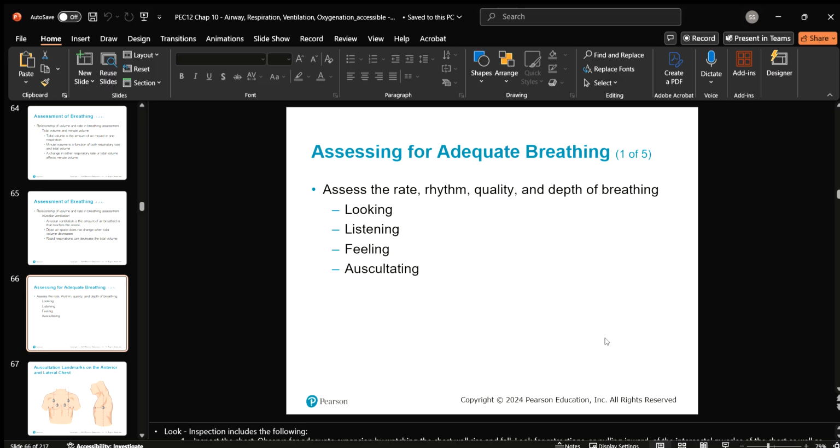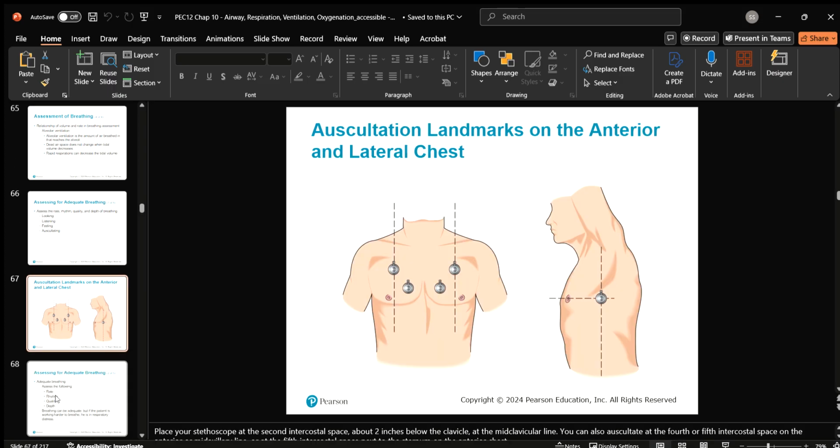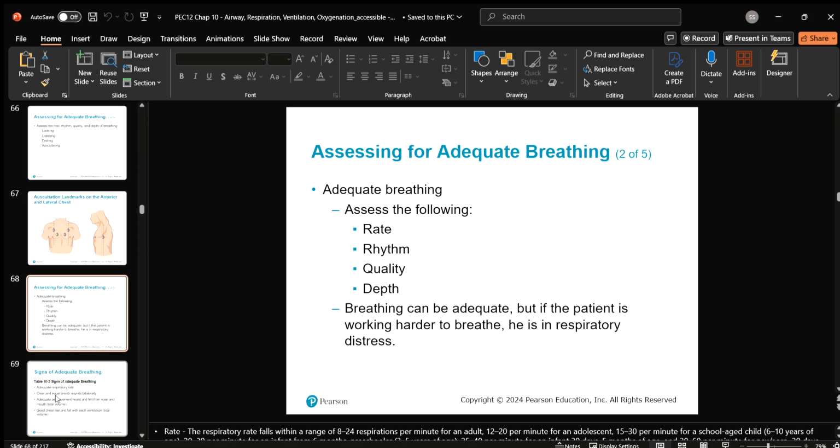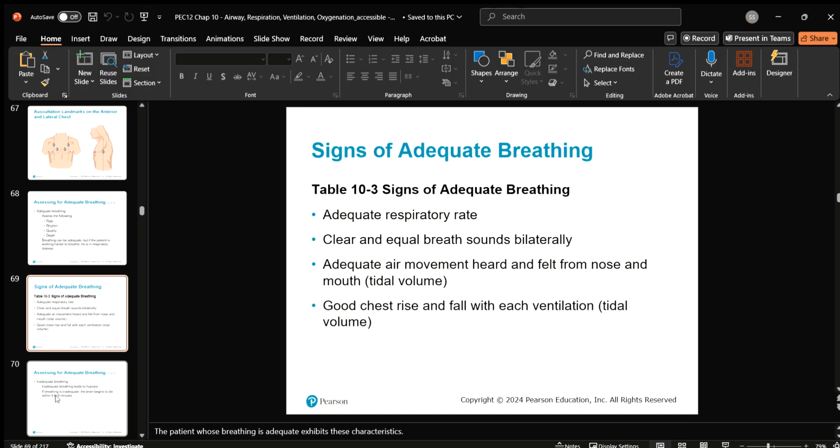All right, so rate, rhythm, and quality. I want to know, how fast are they breathing? Is it a regular or abnormal rhythm? And what's the quality? This ties into depth: is it shallow? Is it deep? Is it ragged? Is it agonal respirations? So look, listen, and feel, and then auscultate with our stethoscope. We know that the apex and base is where we're going to listen. Checking for rate, rhythm, quality. Moving on.